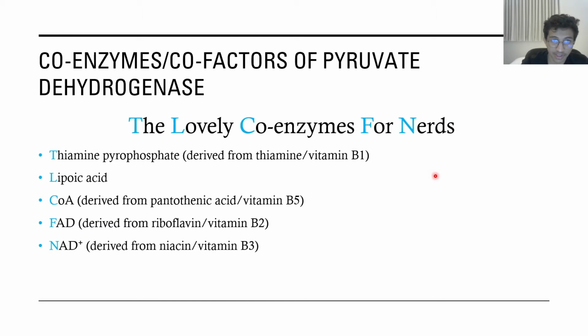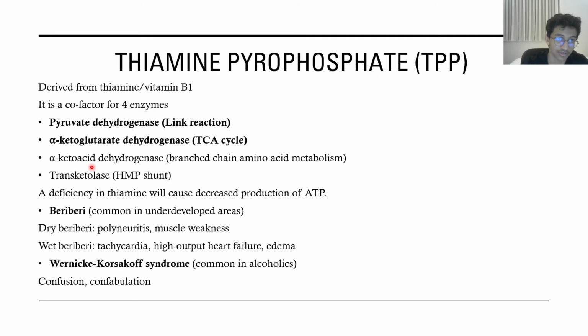Now, pyruvate dehydrogenase requires 5 coenzymes, also known as cofactors, and use this mnemonic to memorize the names of all 5 coenzymes: the lovely coenzymes for nerds. These are the coenzymes. We're gonna talk about them in more detail in the next few slides. Okay, the first coenzyme is thiamine pyrophosphate. It's derived from thiamine, also known as vitamin B1. It's a cofactor for 4 specific enzymes.